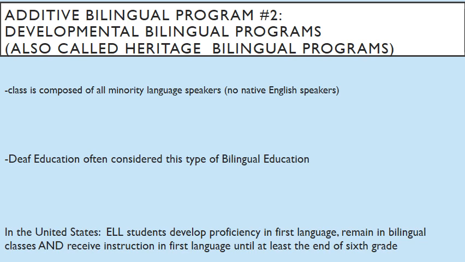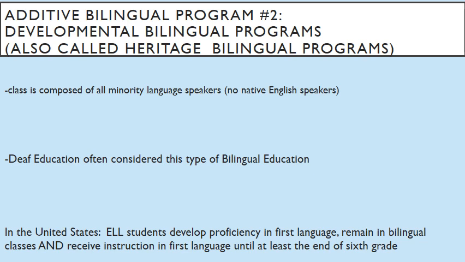So in the United States, what the developmental bilingual programs look like is that the English language learners will develop proficiency in their native language, and then they'll still remain in those bilingual programs and receive instruction in that first language until they're fully literate in that language and also have grade level proficiency in the 4 language domains in that native language. And they'll remain in those bilingual programs until the end of 6th grade.